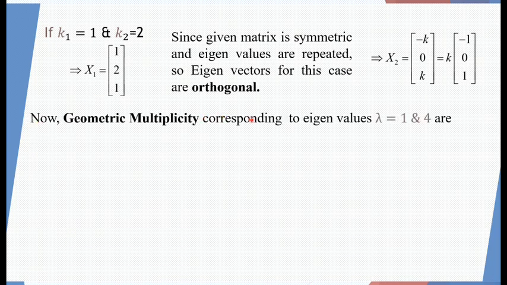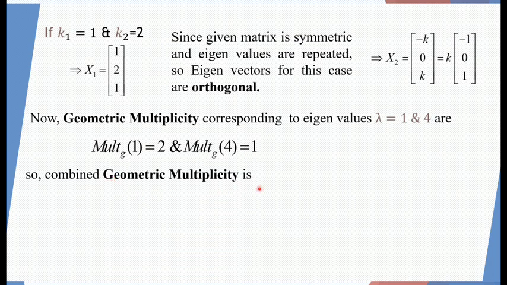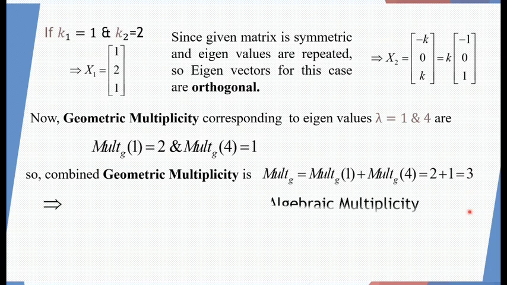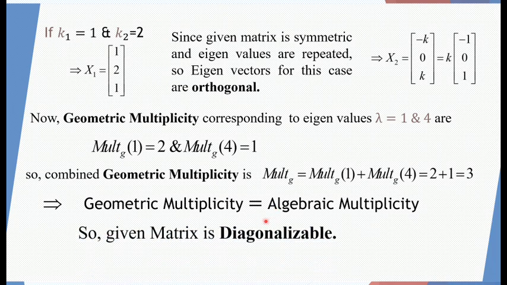So the geometric multiplicities corresponding to eigenvalues lambda 1 and 4 are 2 and 1, because for lambda equals 4 there is a separate eigenvector, so no need to find it here. We can directly write the multiplicity g1 equals 2 and for 4 it is 1. So the combined geometric multiplicity is 3, 2 plus 1 is 3. So from here, the geometric multiplicity is equal to the algebraic multiplicity. So the given matrix can be diagonalizable, and we can calculate the diagonal matrix for it.